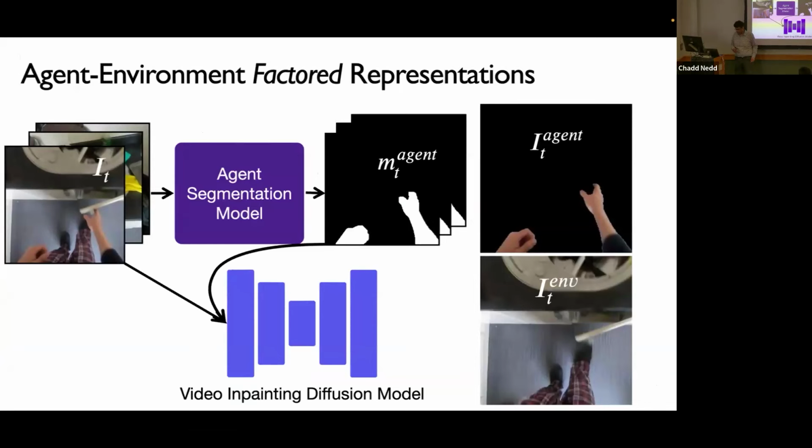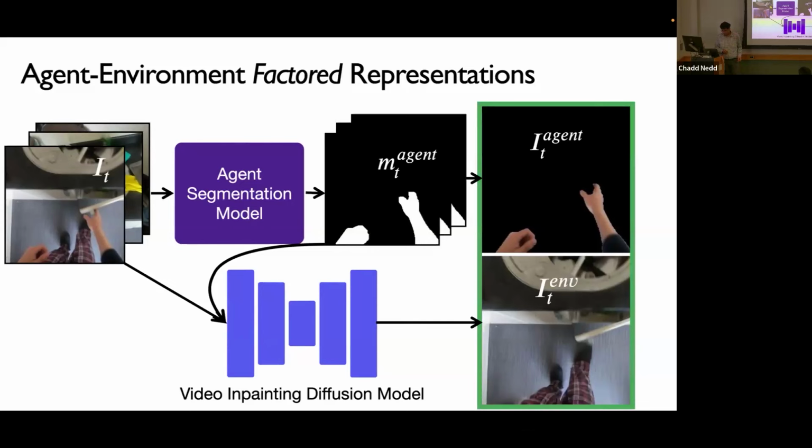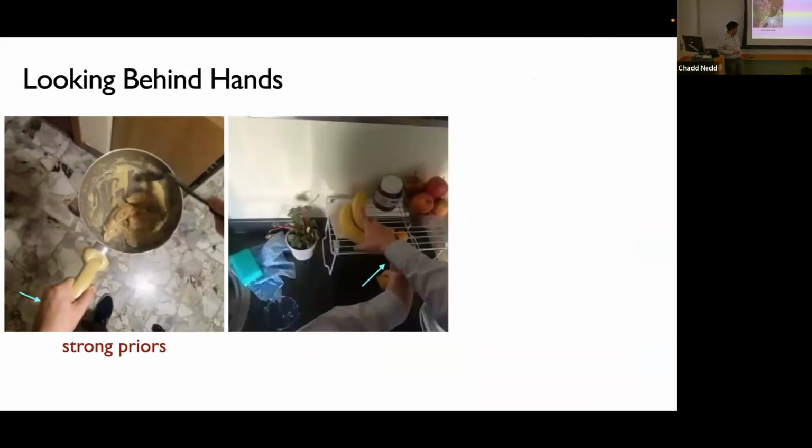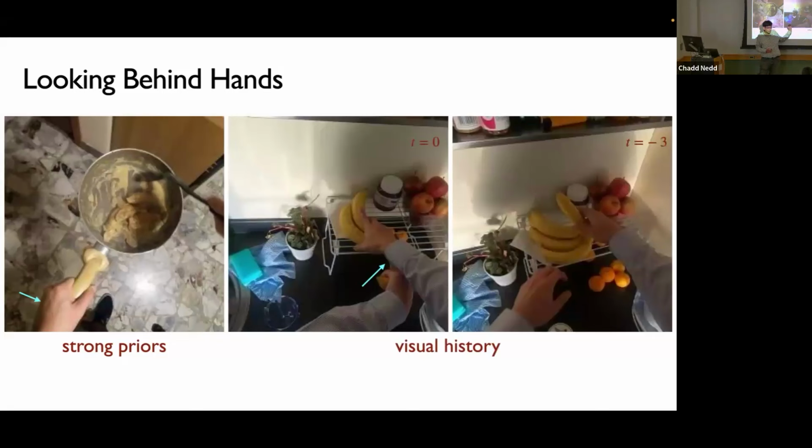So this is the problem that we are going to tackle, right? So this is our factor representation. So what does it take to build this kind of a model? The model needs to have strong priors. I need to be able to say behind this hand there is a wall and there's a handle, and maybe that'll all work, right? But you can't just rely on priors. Sometimes you actually also need to pay attention to the scene, right? So if I'm trying to say what is behind these hands, there is a background and there could be bananas, there could be oranges, I don't know. But if I look at it a little bit before in time, because I have egocentric videos, I may have seen that there were oranges over here that I'm interested in, right? So we want a model which can leverage strong priors, but can also leverage visual history in some way.